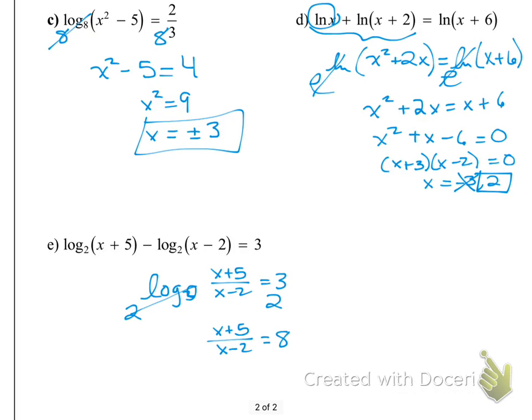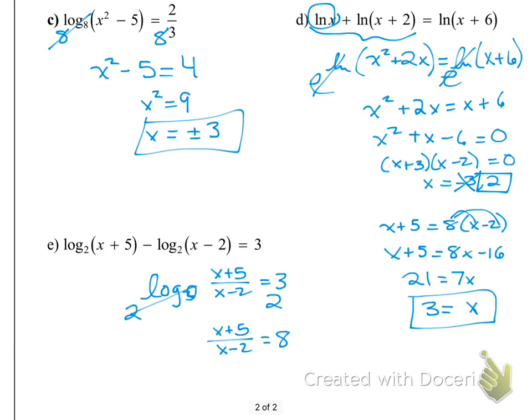Now we're going to use cross multiplication to solve this. That means we have x plus 5 times 1 equaling 8 times x minus 2. Distribute that, so x plus 5 equals 8x minus 16. Moving my x to the right, we get 7x. Move 16 to the left, so we get 21, and x equals 3. One more time, you do need to make sure you check it. You can use your calculator for that, and it does work.